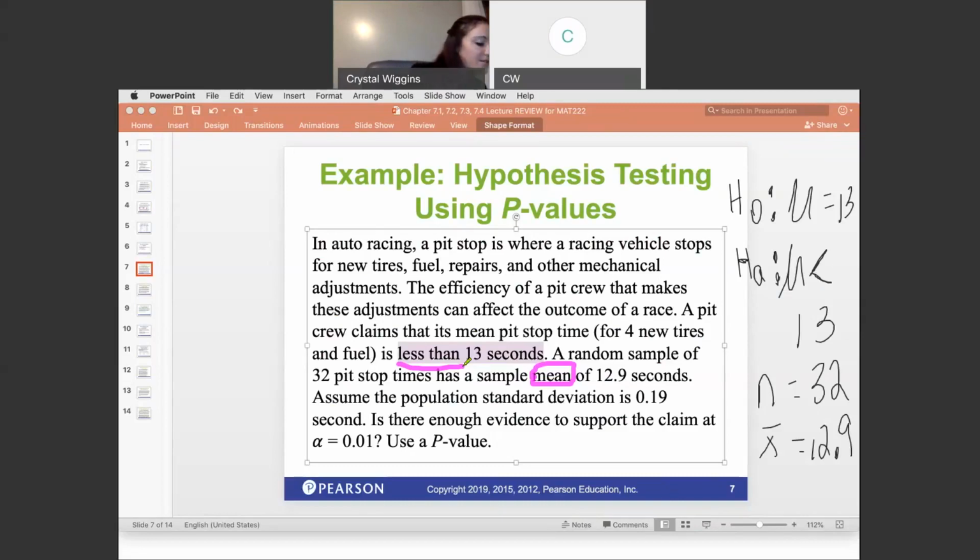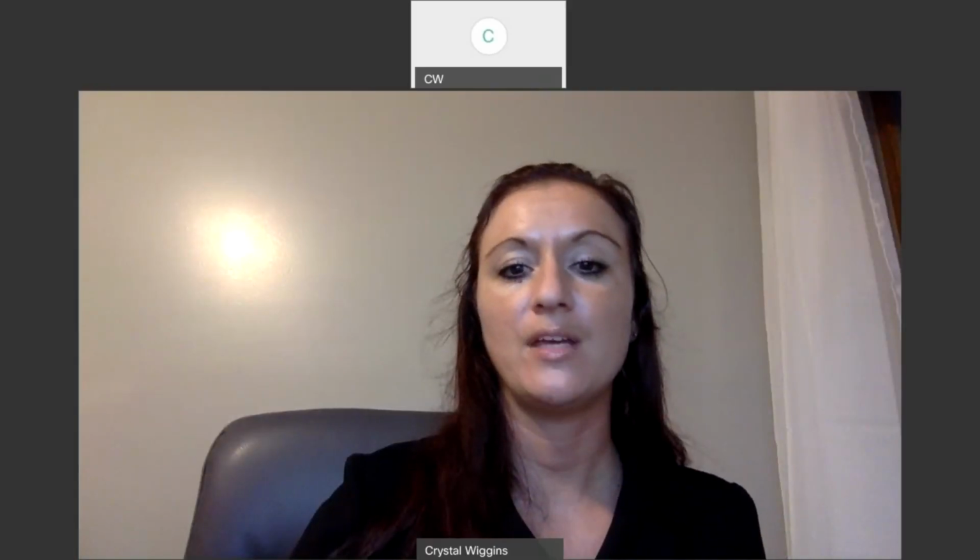The standard deviation that's given is the population standard deviation, so that's sigma is 0.19. Remember, the fact that sigma is known or unknown is important. It helps us realize whether we are using a z test statistic or a t test statistic. And we want to make note that our alpha level is 0.01.